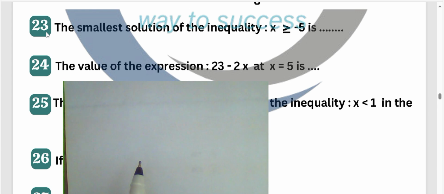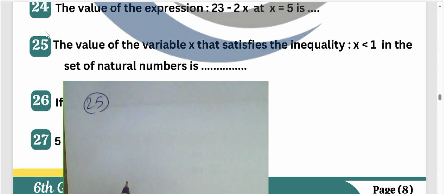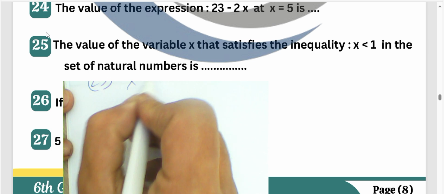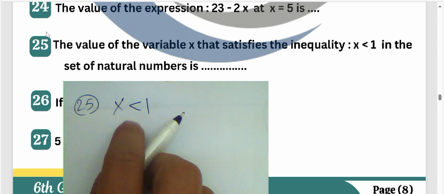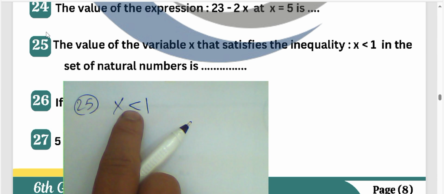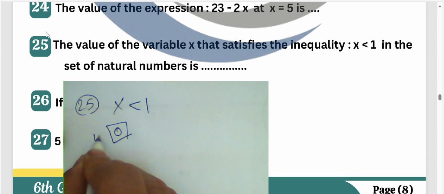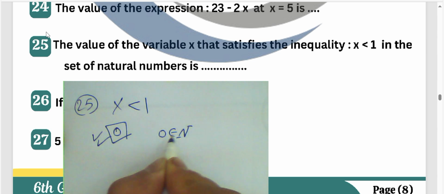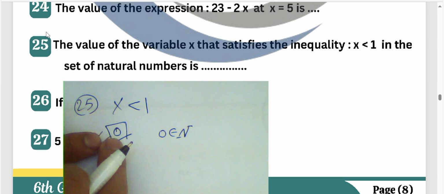Next question, 25. The value of the variable x in the inequality x less than 1 in natural numbers. He wants to find the solution in natural numbers. The value of variable x satisfies the inequality in the set of natural numbers; it will be 0. The result here will be 0 because 0 belongs to the natural numbers. Understood? He asked about the solution in natural numbers, it will be 0 because 0 is less than 1.